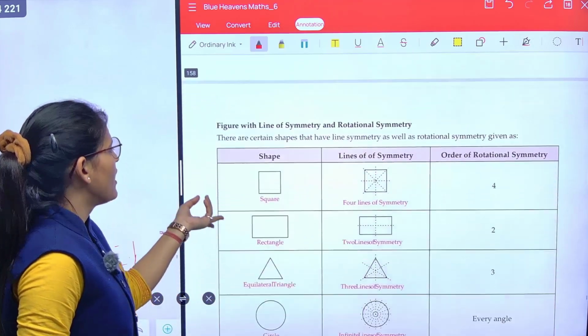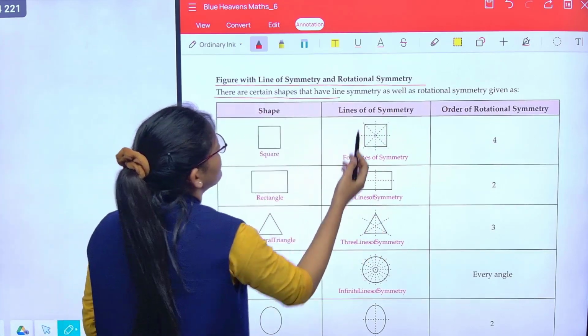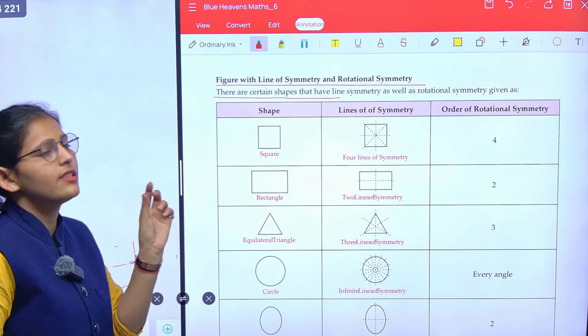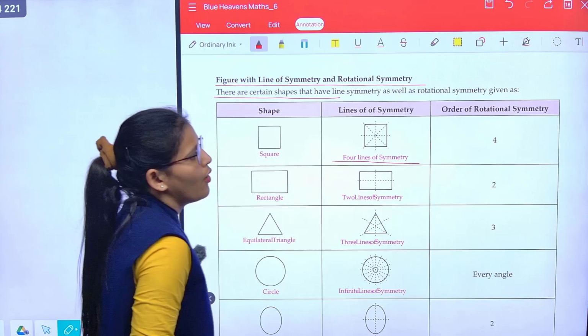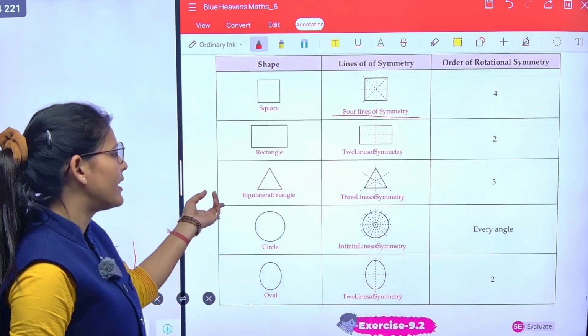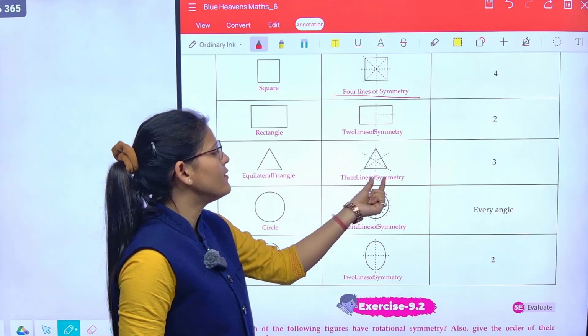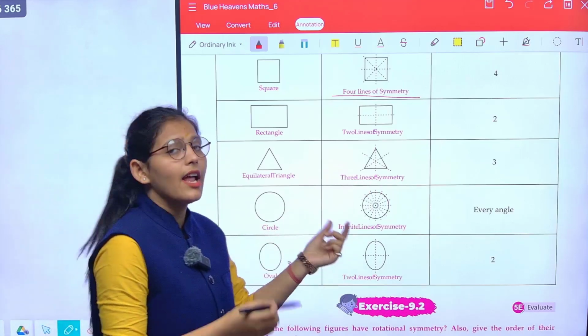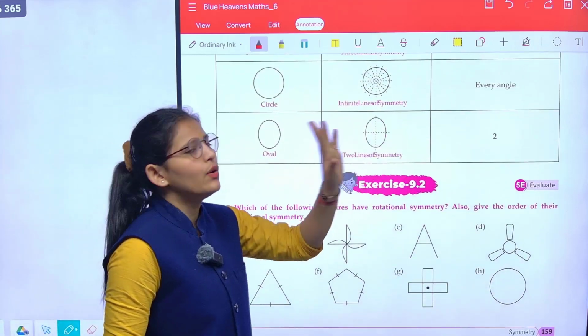Understand? Come on, figures with line of symmetry and rotational symmetry. There are certain shapes that have line symmetry as well as rotational symmetry, given as: square, 4 lines of symmetry, 4. Order of rotational symmetry, rectangle 2, 2 lines of symmetry. Now equilateral triangle 3, 3 lines of symmetry. Circle, infinite lines of symmetry, every angle. Oval, 2 lines of symmetry, 2.